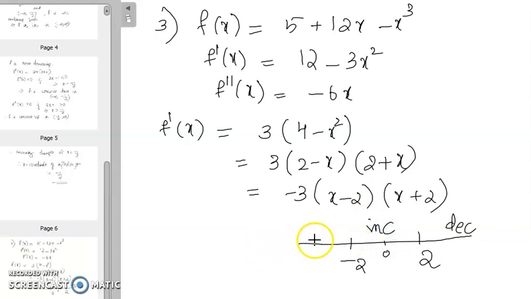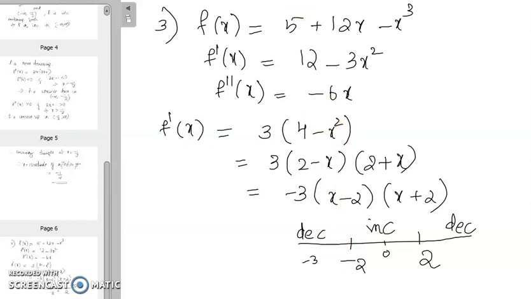Now if you are taking some number here, for example if you are taking minus 3, then when it is minus 3, this term will be negative, and this term will also be negative. So both are positive, positive into negative, that is again negative. So f dash in the sign will be negative. So this is going to be decreasing. So f dash of x will be positive from minus 2 to 2 and negative from 2 to infinity and minus infinity to minus 2. So that gives the intervals of increasing and decreasing.